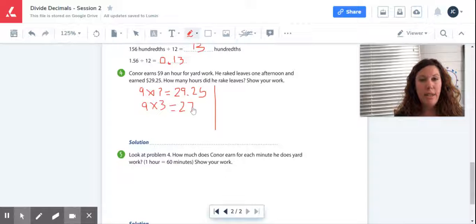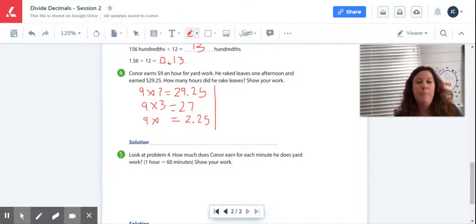But then 9 minus 7 is 2, so that means that I still need to figure out what is 9 times what is equal to $2.25. Okay, so then I could still figure that out, and if I take this away, I could still figure out that, okay, we already have 3 as one of our answers, so I'm going to circle that. And then we know that 9 can go into 22 2 times, so that's another answer.